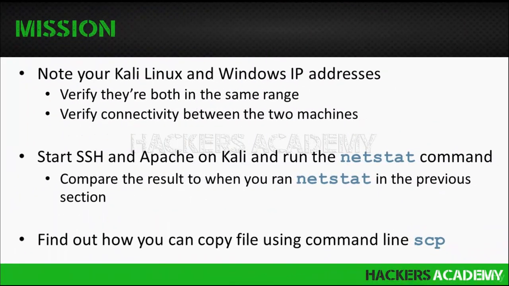So here's your mission for this section. Note your Kali Linux IP address and your Windows IP address. Make sure that they are both in the same range and that they can connect and talk to each other. So from your Windows machine, ping Kali and make sure you have a response. Then from Kali, ping your Windows machine and make sure that you have a response. Then on Kali, start SSH and Apache. Run the netstat command that we saw earlier and compare the results after you started SSH and Apache to the previous results from netstat from the previous section.